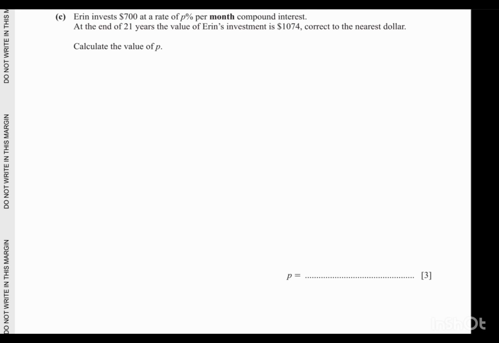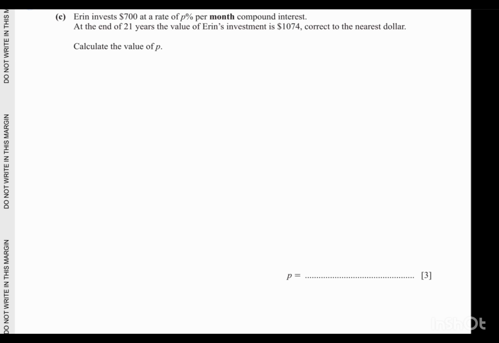Question C. Erin invests $700 at the rate of P% per month compound interest. At the end of 21 years, the value of Erin's investment is $1,074 correct to the nearest dollar. Calculate the value of P. So the important point to be noted is P% per month compounded rate. It is not per annum or per year. So per month means in 21 years how many times it will be compounded. So it should be multiplied with 12 to find out the value of P.